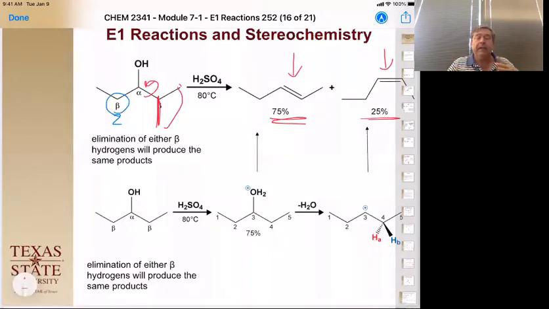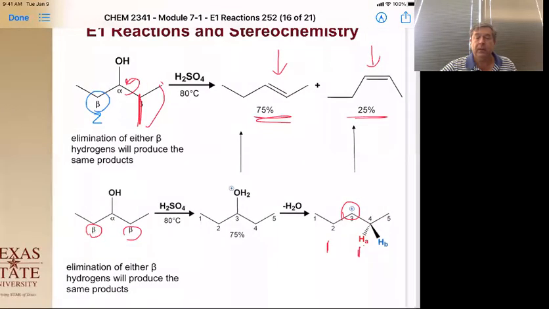But notice that it doesn't matter which of the beta hydrogens you took off to make this product. It could be on either one of these, and it would make the exact same system right here. So either way you did it, you're going to form your carbocation on that center stage, and then you can remove one or the other to make that product. It's just where your methyl group has rotated around, and then it pulled off the secondary hydrogen.